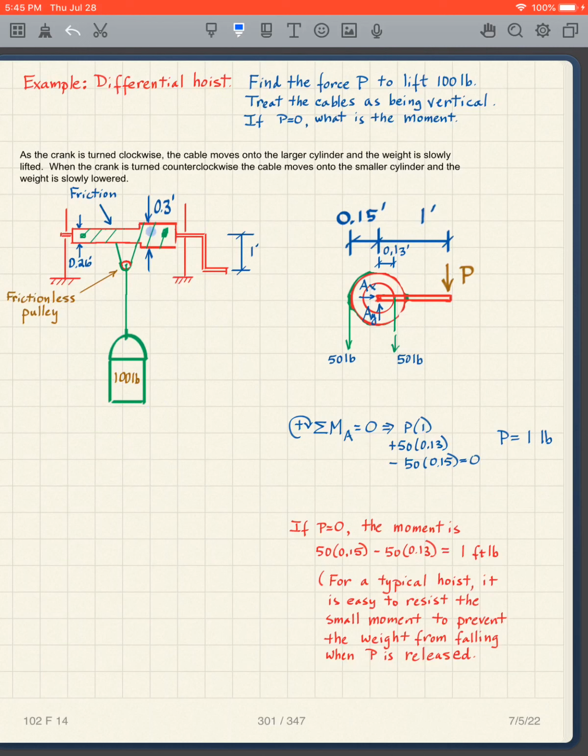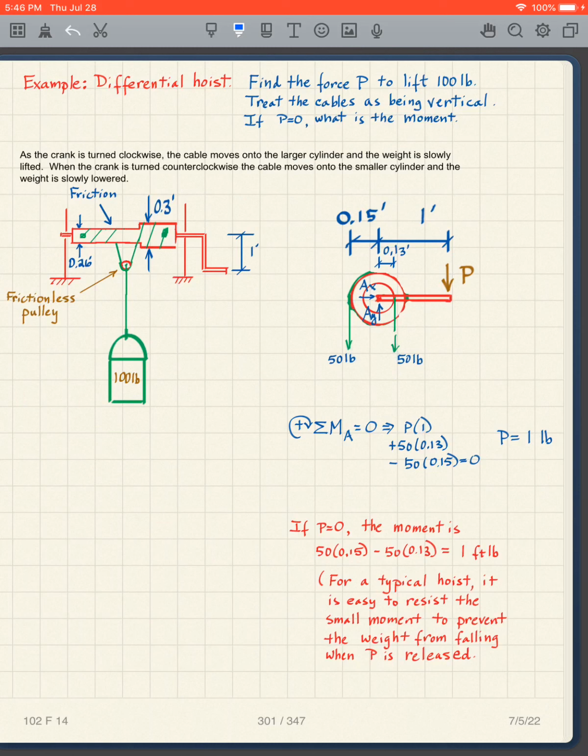And the free body diagram of this would look like this. Now, in this particular case, we're looking at a diameter here of 0.26 feet, a diameter here of 0.3 feet, and so when I look at that same free body diagram, I have my AY and my AX there. I've got my P. This is 100 pounds. And I've simplified it a little bit. I just made these straight down for the sake of discussion. There'd be a slight angle there.